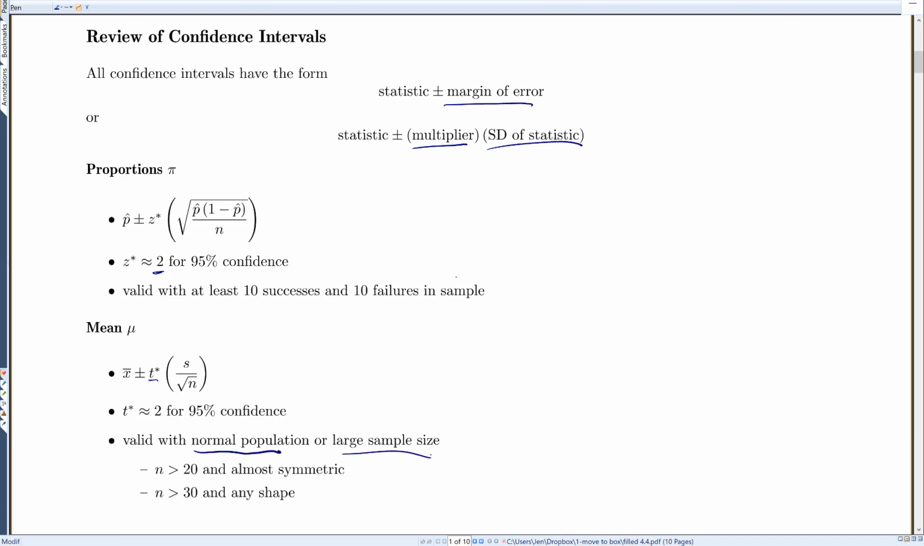Now, because it's a t distribution and it has more area in the tails, it will work if your sample size is at least 20 and the data is at least almost symmetric. That's the rule that the book has. Really, once you get to a sample size of 30, it will work for any shape of data.